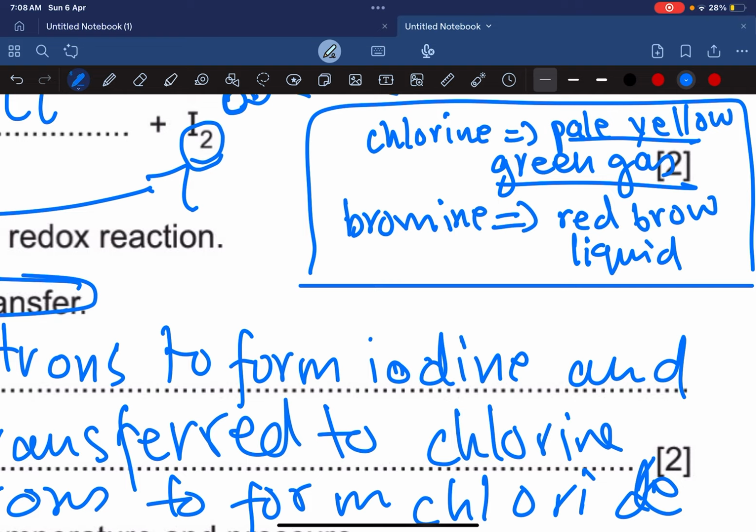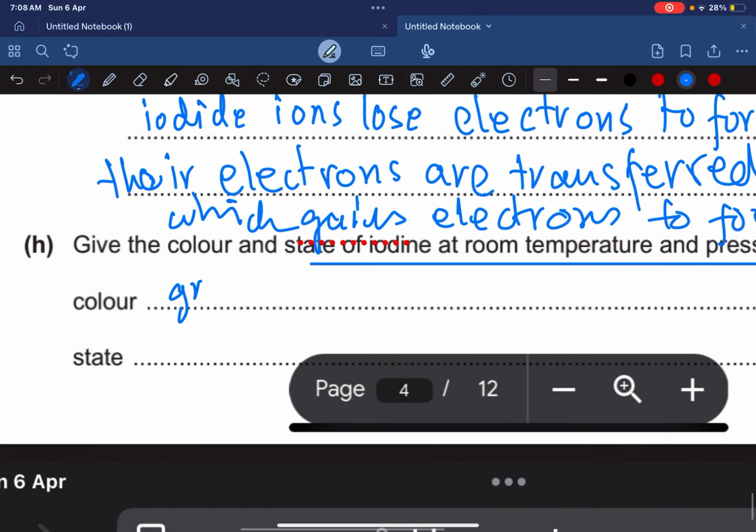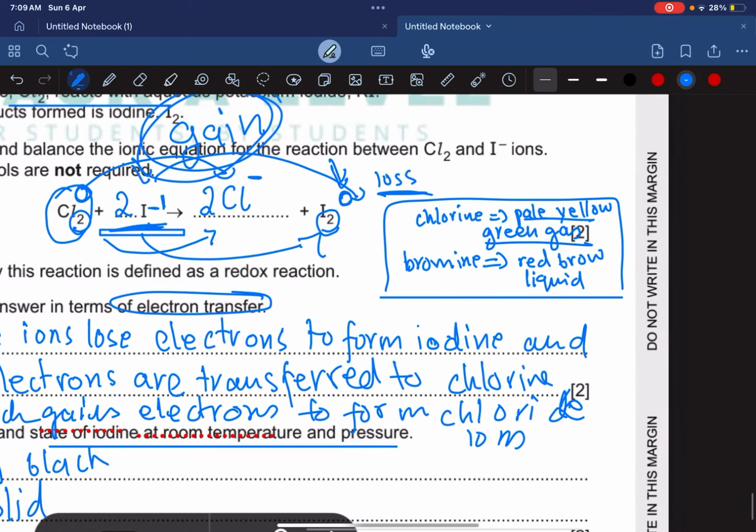Okay? And for iodine, it's a gray-black solid. State is solid. For chlorine, the state is a gas. For bromine, it's a liquid. And then for iodine, it's going to be a solid. Okay, let's move on.